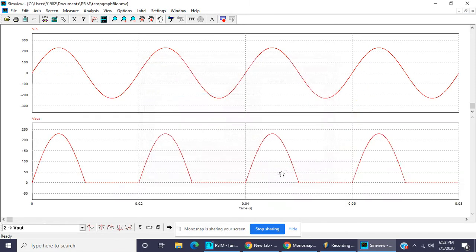SCR conducts when the anode is positive and the cathode is negative and a gate pulse is given to it. So only in the positive half cycle it will conduct, and in the negative half cycle it will not conduct.